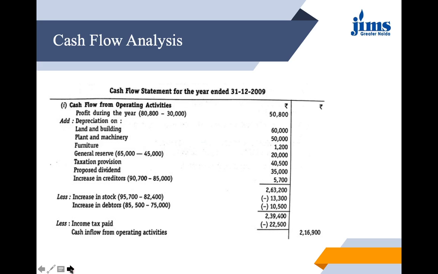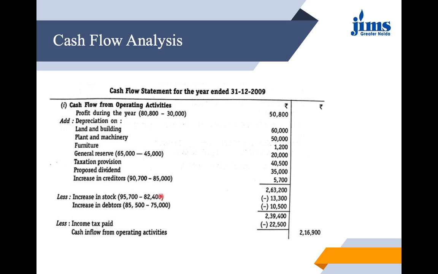So for that purpose, here we have, again we will begin from the cash flow from operating activities. We do have a profit of 50,800 after subtracting the amounts given to us. Then we will charge all the three depreciations that we have seen in the adjustments: land and building, plant and machinery, and furniture. And finally, we do have a general reserve of 20,000, taxation provision of 40,500, proposed dividend of 35,000, and there is an increase in creditors by 5,700.